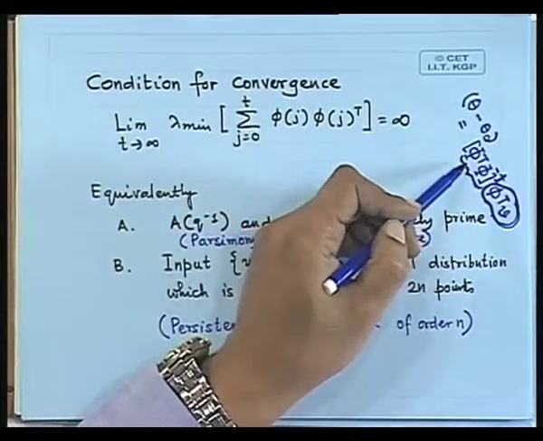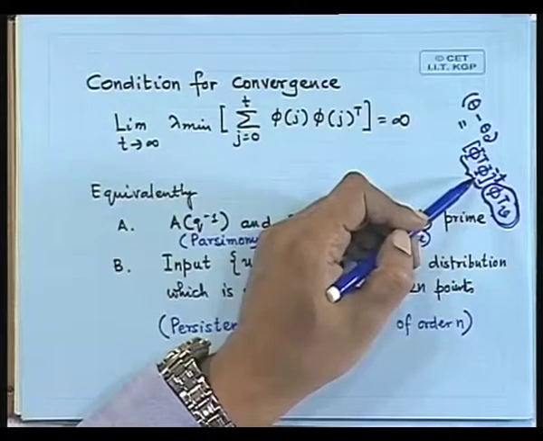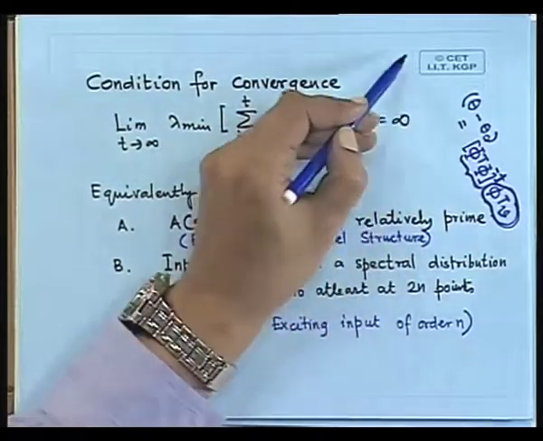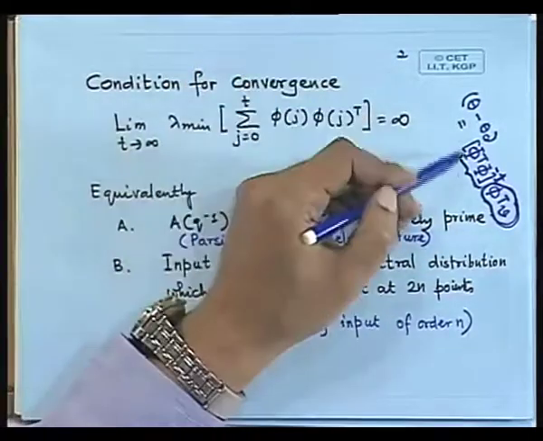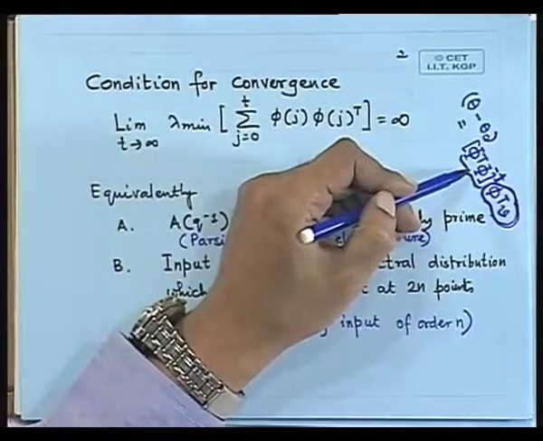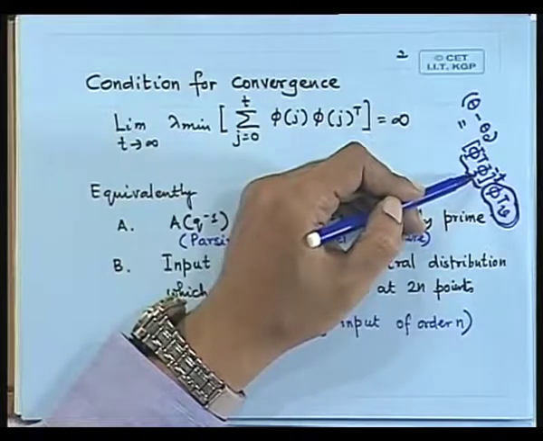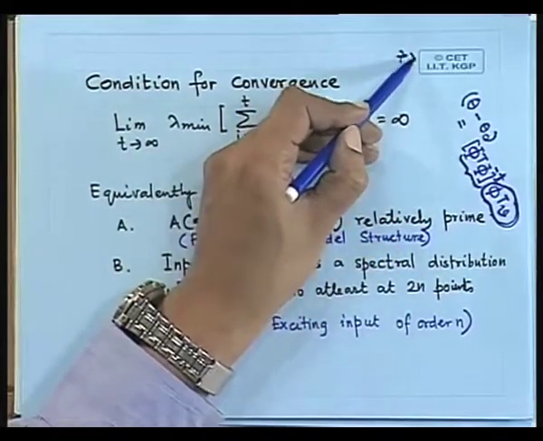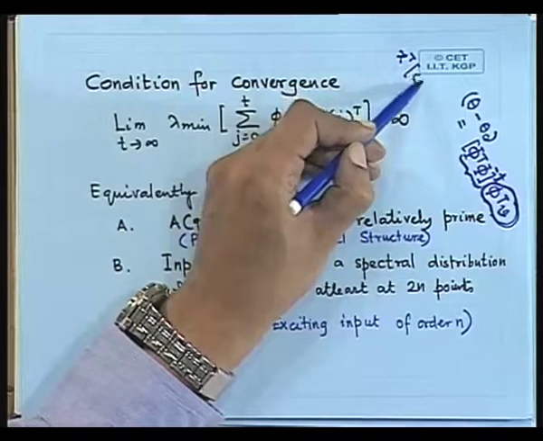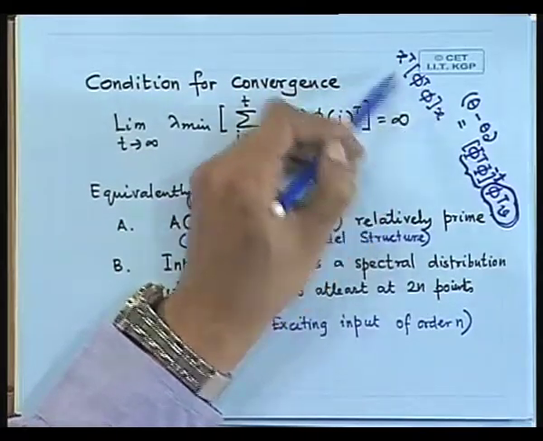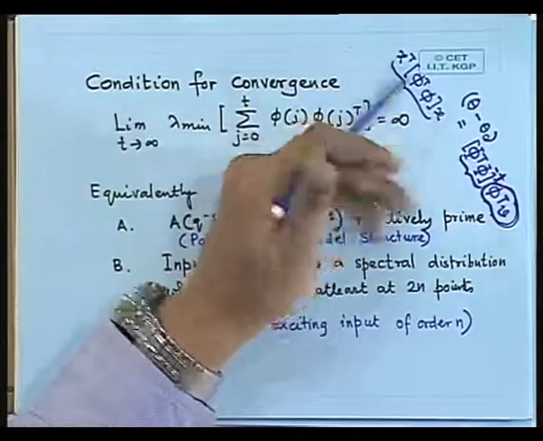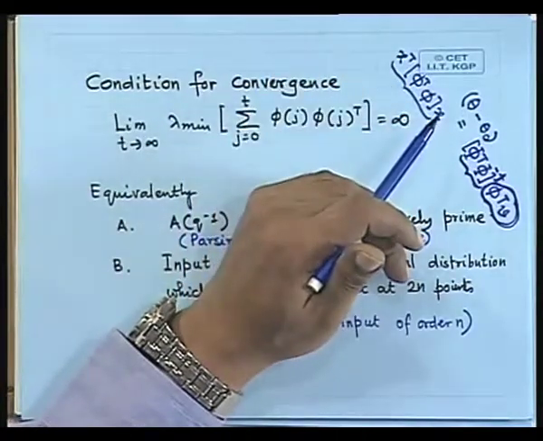Now what is meant by phi transpose phi continuously growing? We mean that if we take any vector x, phi transpose phi being a positive semi-definite matrix, and compute x transpose phi transpose phi x, then this value for any x will continuously grow. This will be a scalar.